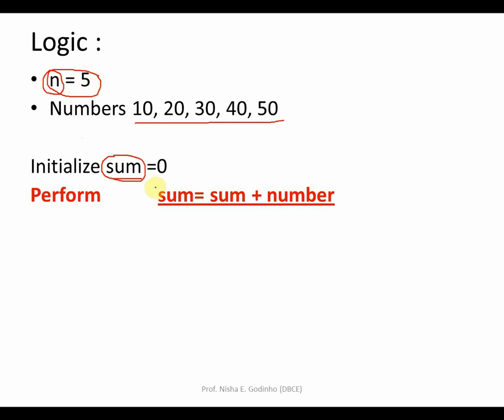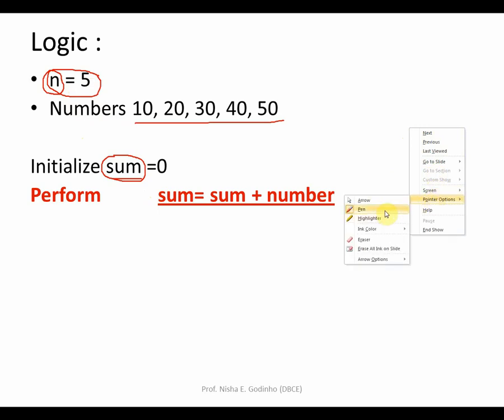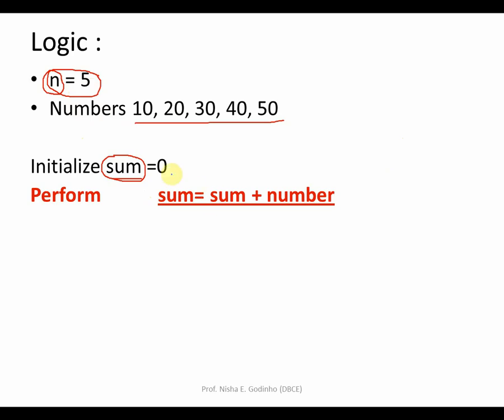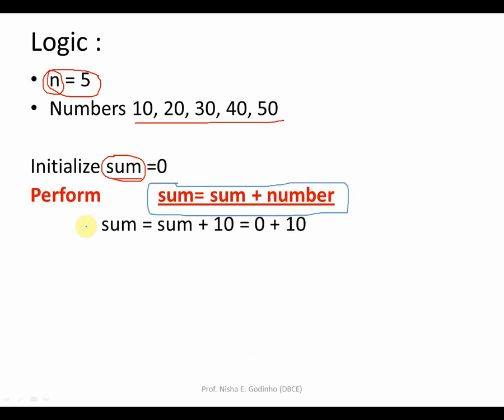Now the basic formula you have to use is sum equal to sum plus number. It is in red color which you can see on the screen. I'll just mark it for you. This is the main formula: sum equal to sum plus number. Now this will happen stepwise. Let's go to the first step.